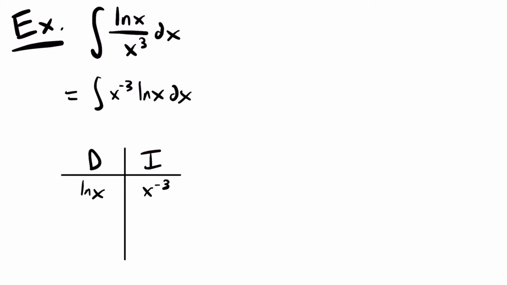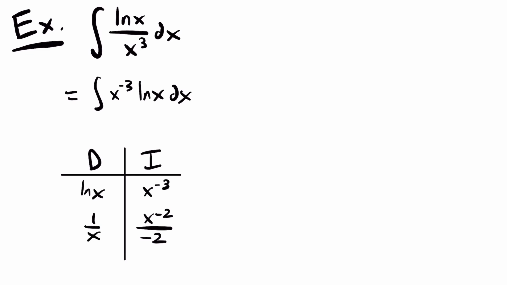All right, and so let's start by taking the derivative of the natural log of x, and then we will integrate x to the negative third power. So the derivative of the natural log of x is 1 divided by x, and the integral of x to the negative third power, if we use the power rule of integration, by adding 1 to the exponent and then dividing by that new exponent, we will have x to the negative second power divided by negative 2.